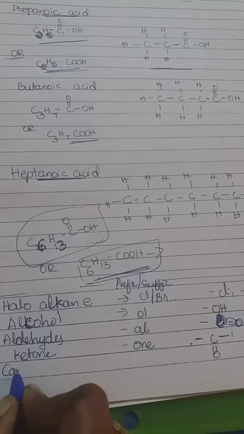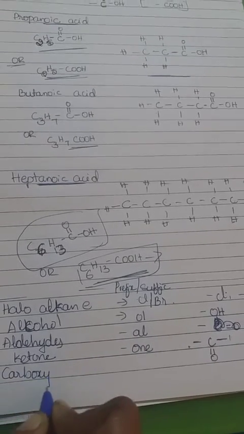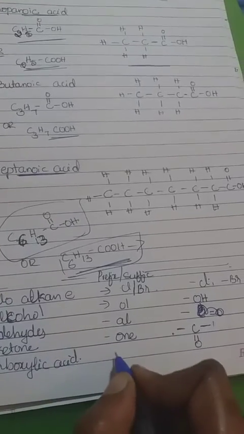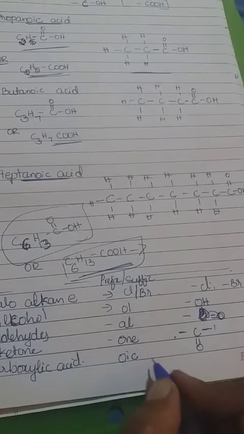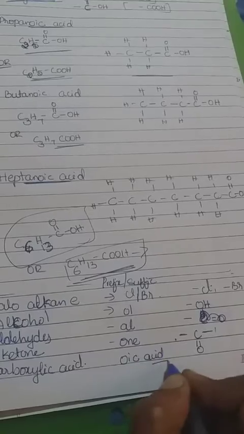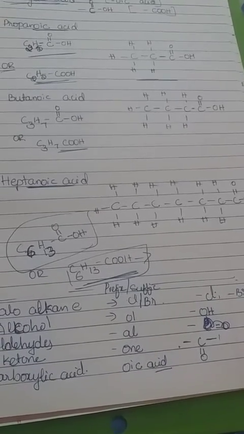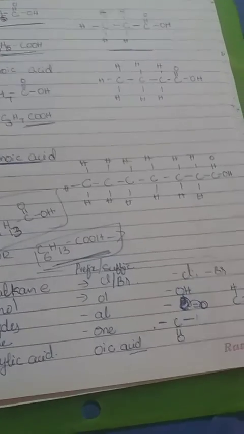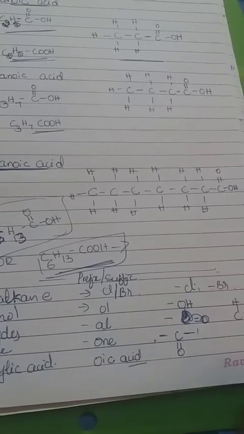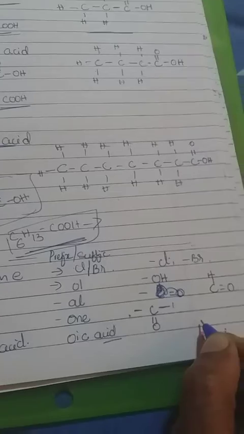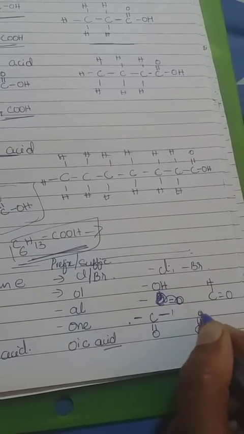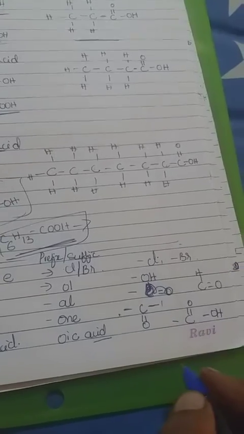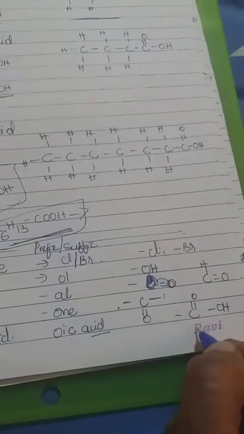The last thing is carboxylic acid. Carboxylic acid suffix is oic acid. It ends with oic acid, and we call it acid. I mean methanoic acid, ethanoic acid, pentanoic acid, like that we call. It ends with C double bond O and single bond OH, or COOH. So you should be very careful.